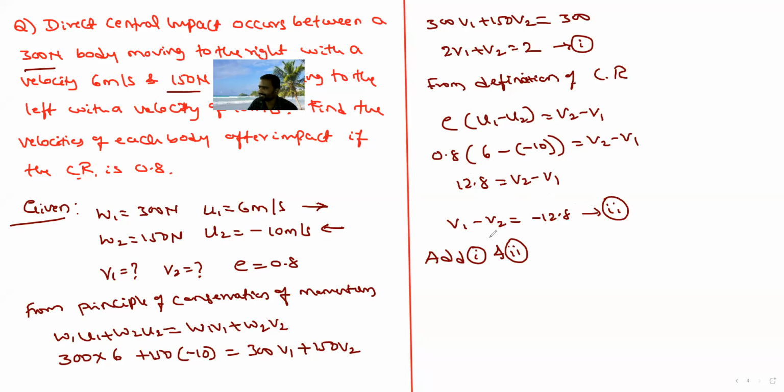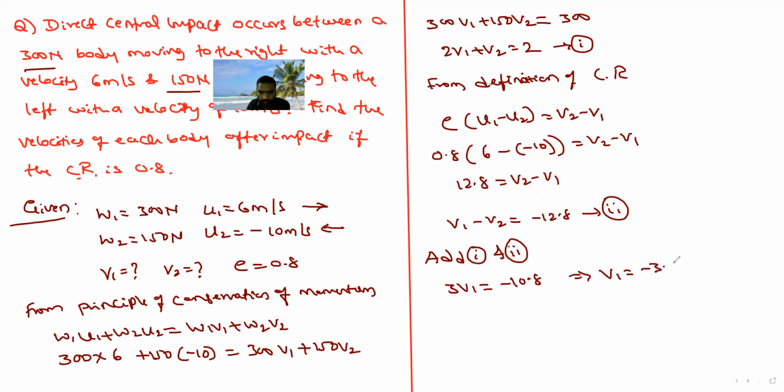Okay, solve it. I want the value of V1 and V2. In case you want to solve, you can use a calculator. Add equations 1 and 2. So that is V1 plus 2V1, that is 3 times V1 is equal to minus 12.8 plus 2, that is equal to minus 10.8. So V1 is equal to how much?